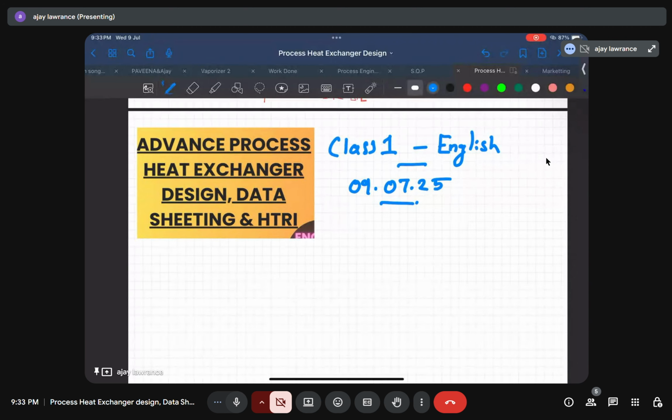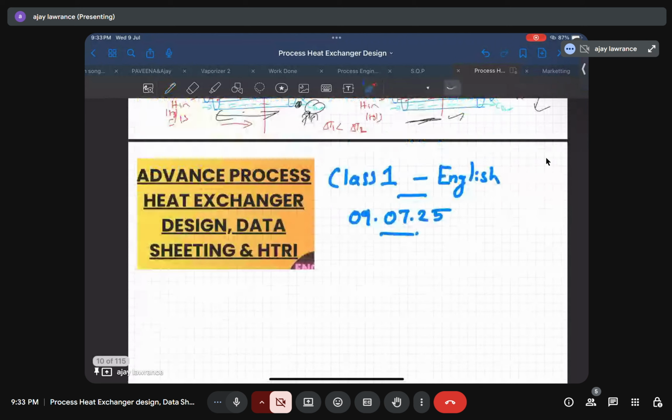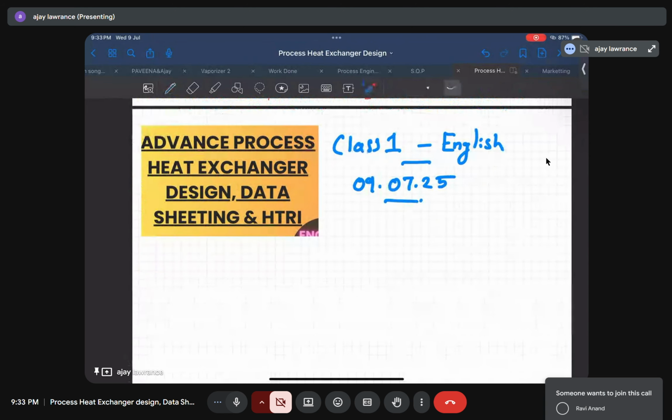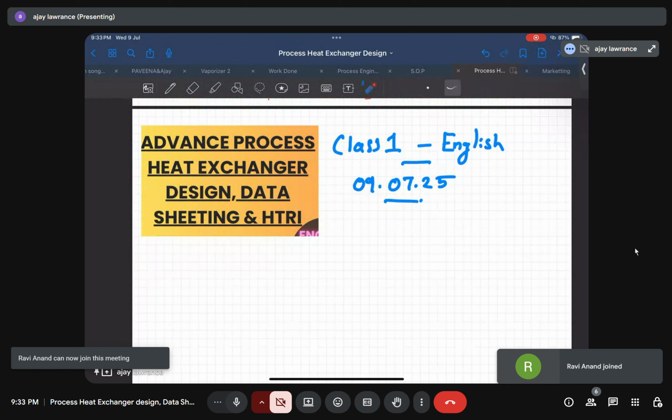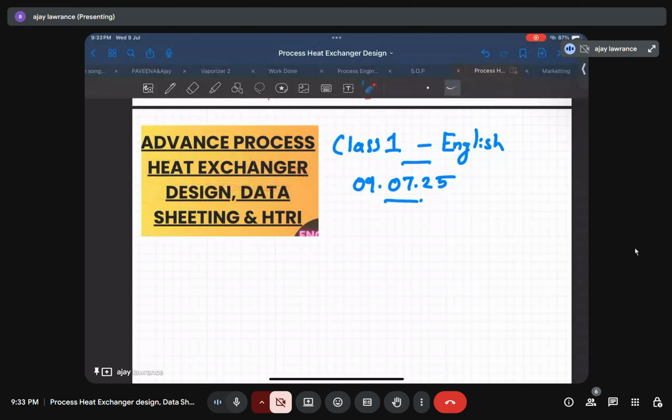So let me discuss the course. The course is all about advanced process heat exchanger design and data sheeting. We are going to discuss this heat exchanger, and based on the heat exchanger we are going to design all these things like data sheeting and HDRI. In that process design, all these things will be based on this heat exchanger.